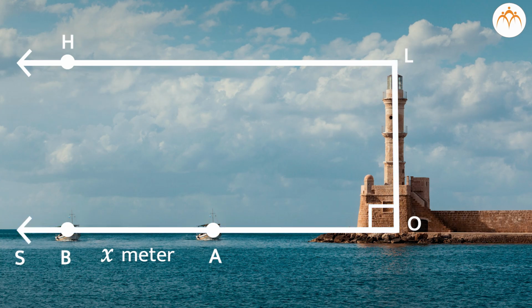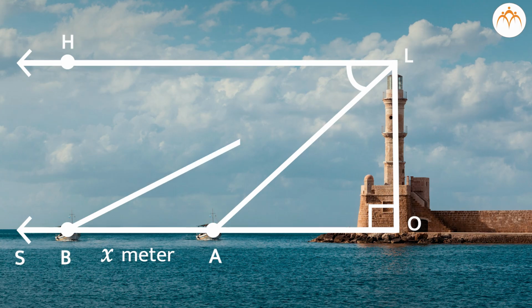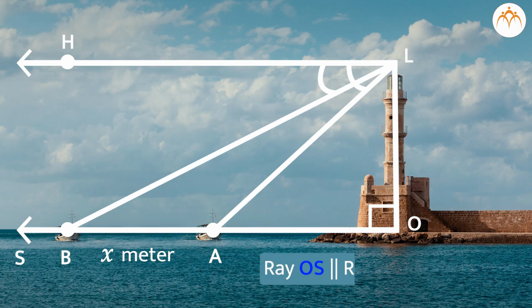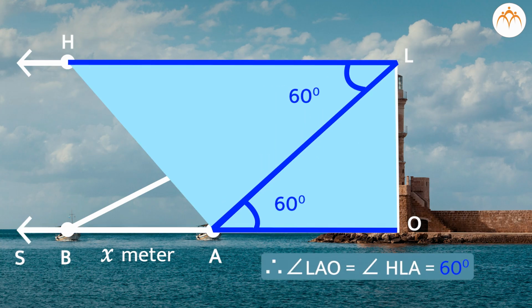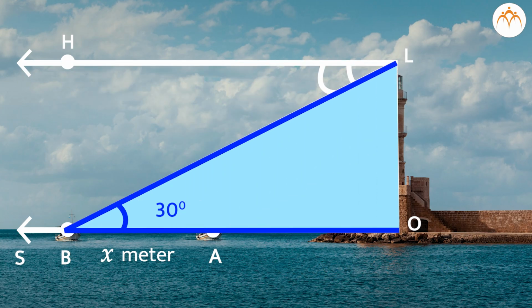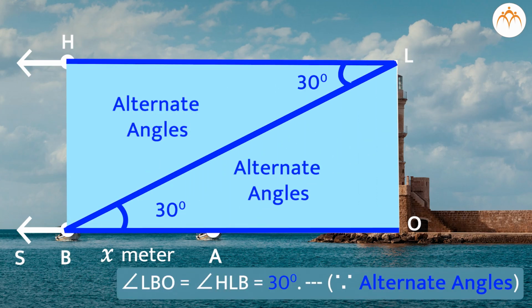Now, from the given information, angle HLA is 60 degrees and angle HLB is 30 degrees. Now, ray OS is parallel to ray LH. Therefore, angle LAO is equal to angle HLA equal to 60 degrees and angle LBO equal to angle HLB equal to 30 degrees because they are alternate angles.